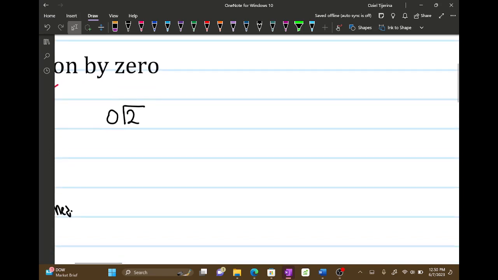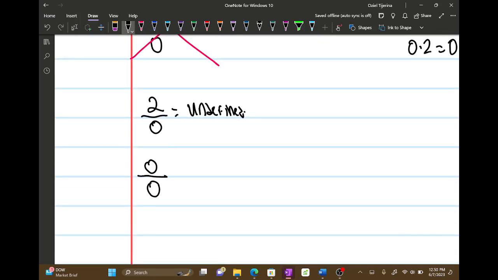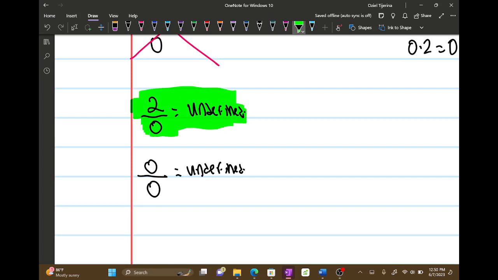Now, if we multiply 2 times 0, this is 0. And if I say 0 times 2, this is 0. Also, guys, 0 over 0 is also undefined. We do not know what that is. So these two things we have to know very well. This is the number one mistake I see students make all the time as a tutor.